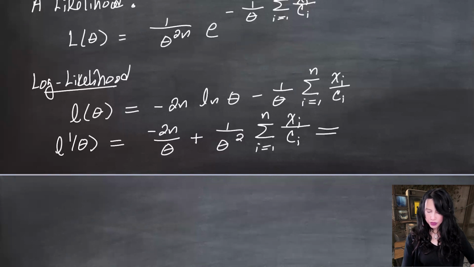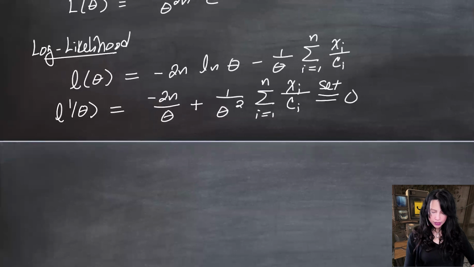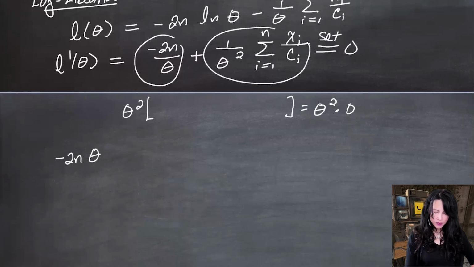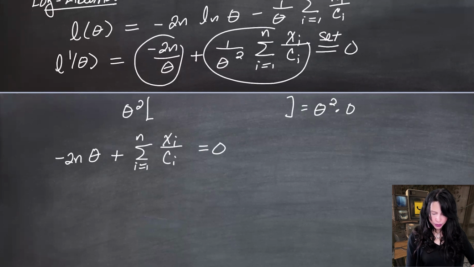Let's set this equal to 0. I am going to take care of these denominators by multiplying the left side and the right side by theta squared. For the first term, I'll cancel one of those thetas, and we have minus 2n theta. For the second term, the entire theta squared will cancel, so I get plus the sum as i goes from 1 to n of x_i over c_i equals 0.